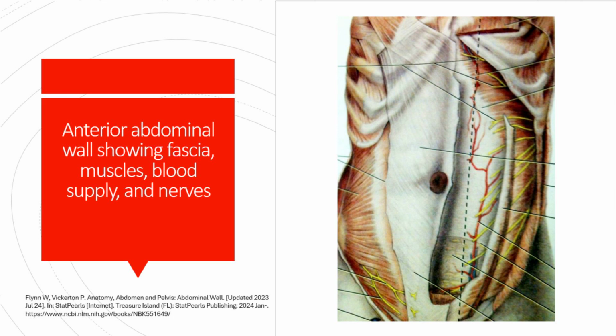The innervation of the anterior abdominal wall muscles primarily comes from the thoracoabdominal nerves T7 to T11, which supply most of the anterolateral abdominal muscles. The iliohypogastric and ilioinguinal nerves supply lower fibers of internal oblique and transversus abdominis.